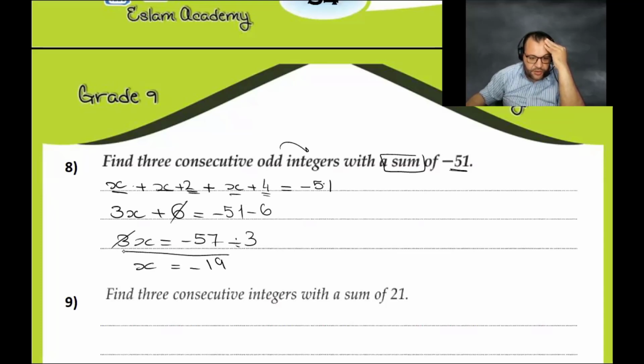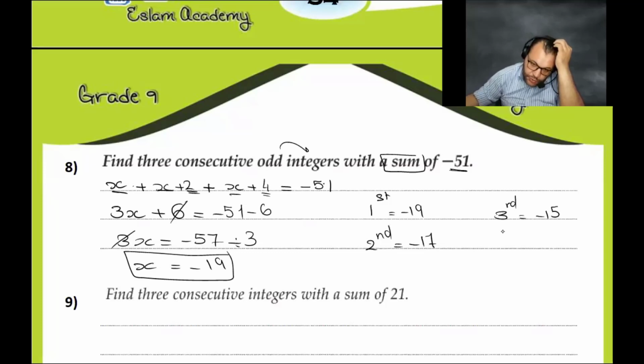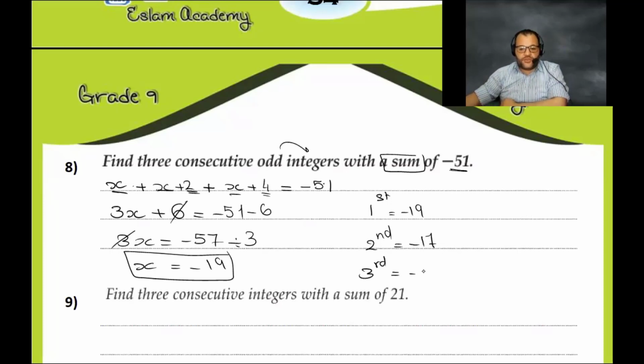So the first number is negative 19, the second is negative 17, the third is negative 15. Any problem for this one? No problem.